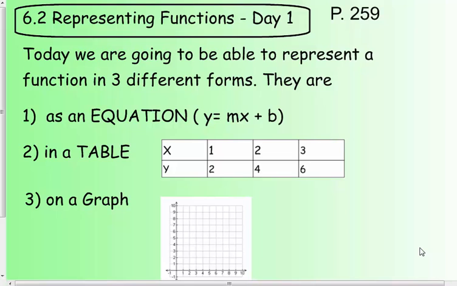This is Chapter 6, Section 2, Representing Functions, Day 1. It actually starts on page 259 in your textbook. Today we are going to be able to represent a function in 3 different forms.